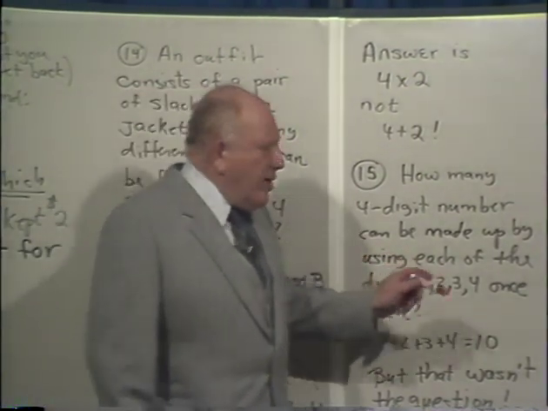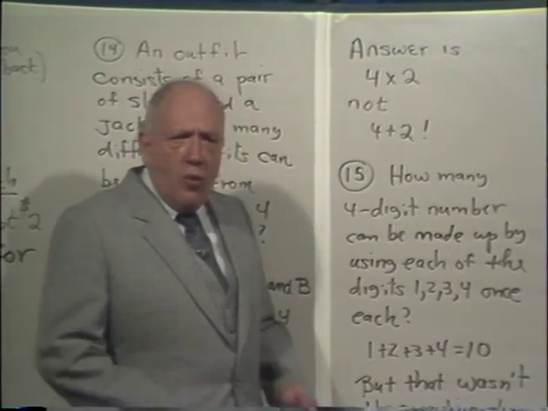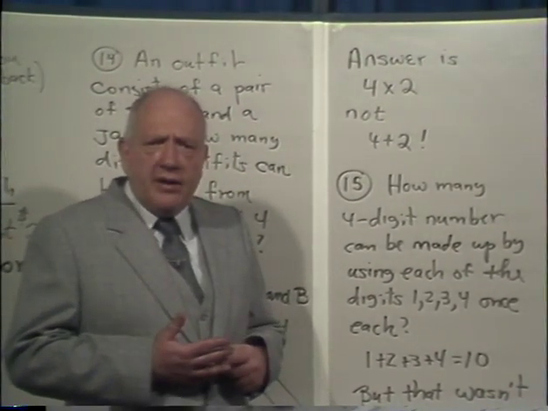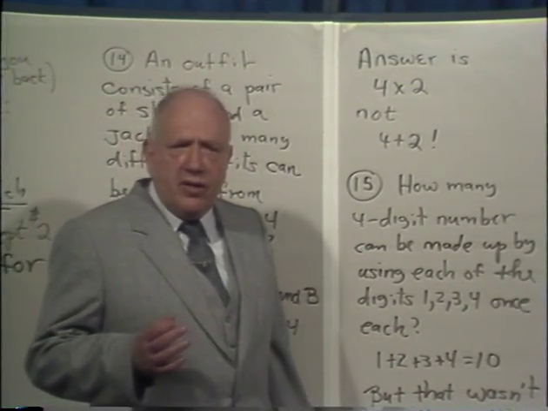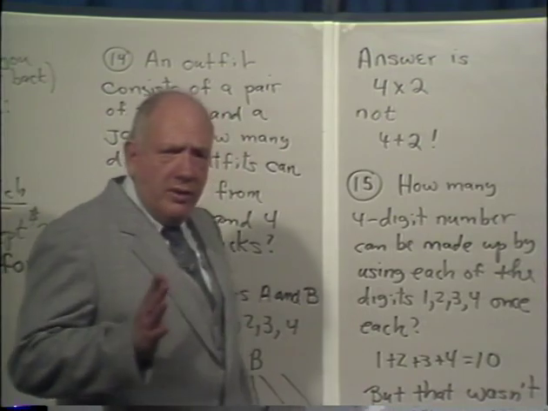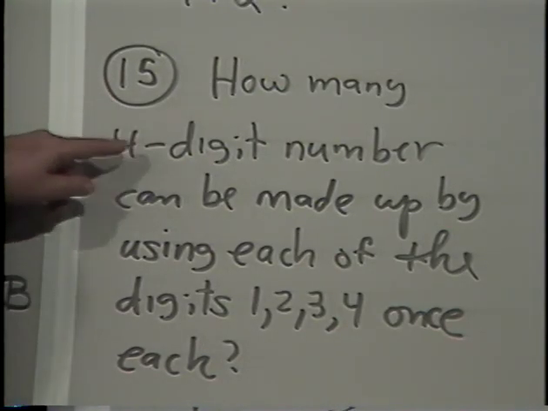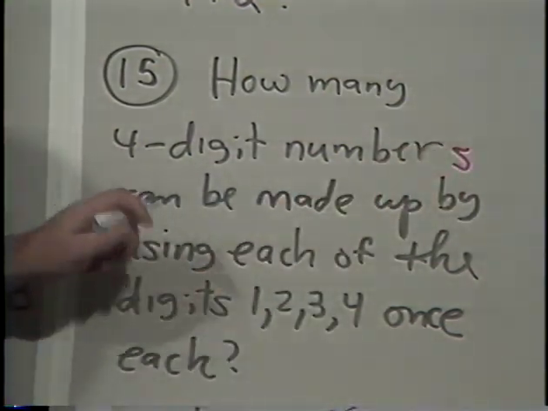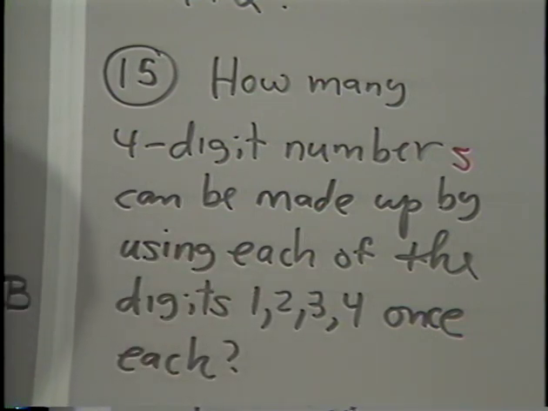And in fact, this whole idea leads to something called permutations and combinations, which is a very heavy topic in finite math, in discrete mathematics, in college algebra, and surprisingly enough, in calculus in certain areas, but really in probability and statistics. And let me give you just a minor problem that way. It says how many 4-digit numbers can be made up by using each of the digits 1, 2, 3, and 4 once each.